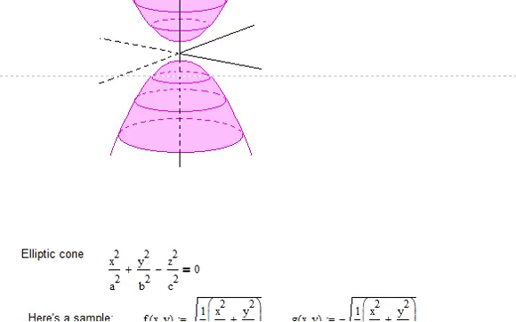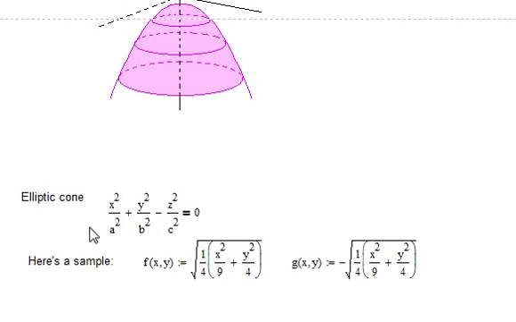Okay, here's another one. This is kind of an obvious one. It's called an elliptic cone. And this is actually one that I can draw, which is kind of amazing, but I can actually get this one to be drawn here. Anything that looks like x squared over a squared plus y squared over b squared minus z squared over c squared equals 0. And what you could do to see the graph of this is solve it for z. If you solved it for z, you get z equals c times the square root of x squared over a squared plus y squared over b squared.